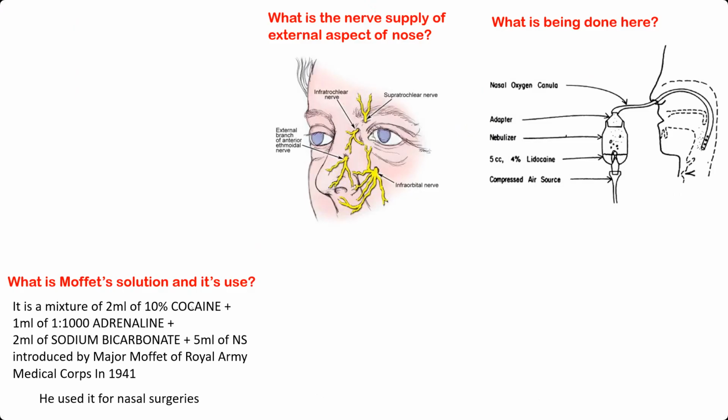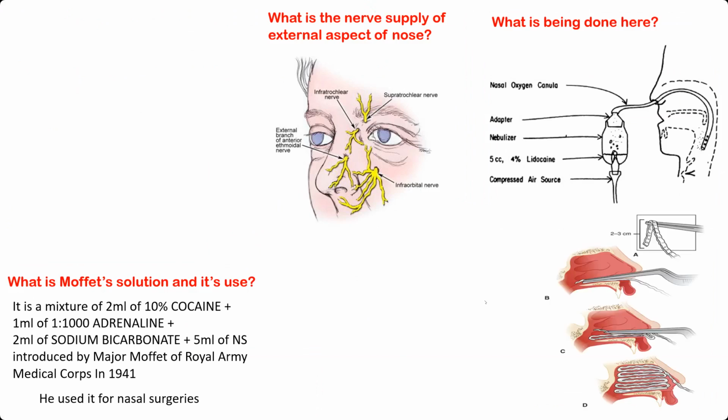Vasoconstrictor. So cocaine by itself will cause vasoconstriction. On top of that, you used to use so much of adrenaline. So you will have an absolutely bloodless field. So that is the reason why he used it, and that is called Moffat's solution. It is no longer used except for torturing the patient and students in the examination. Okay. But you have to learn this.